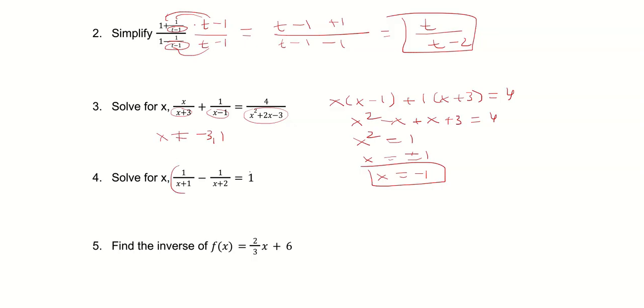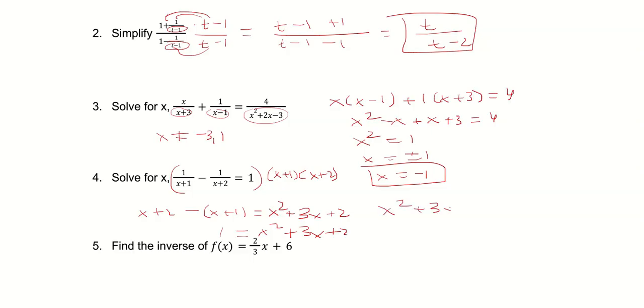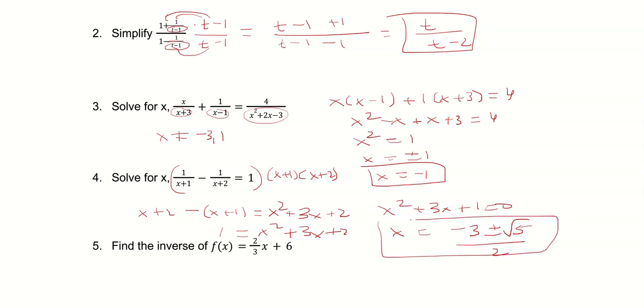For 4, we're going to multiply both sides by the least common denominator, which is x plus 1 times x plus 2. So we have x plus 2 minus parentheses x plus 1 is equal to x squared plus 3x plus 2. So this is important to keep the negative outside to factor it, to distribute it later. So you have x minus x is 0, 2 minus 1 is 1, equals x squared plus 3x plus 2. Bring everything to the right, and then use the quadratic formula to get x is negative 3 plus or minus root 5 over 2.